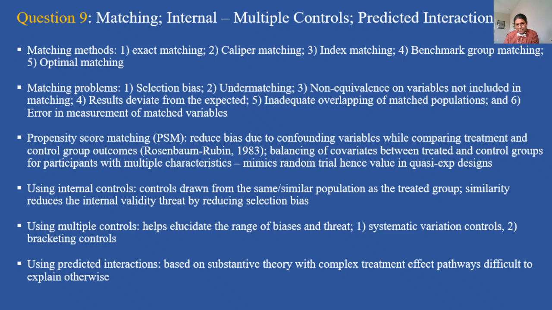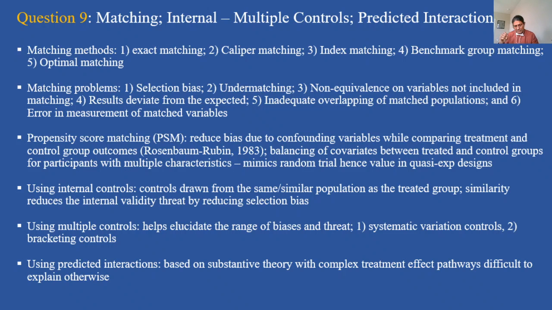Now, using a predicted interaction, can we reduce such validity threats? So, what are predicted interactions? Predicted interactions are usually based on established substantive theories. So there is some theory on which these predicted interactions are based. These theories typically display a very complex pathway of the treatment effect, which is implausible for any other variable or threat to explain. So it is very difficult for any other confounding variable or threat to mimic this complex pathway under predicted interactions, which is based on a substantive established theory.